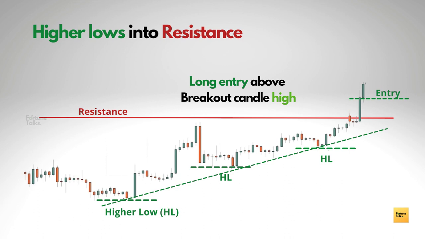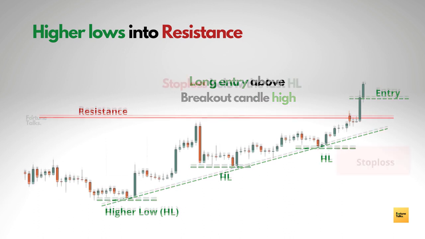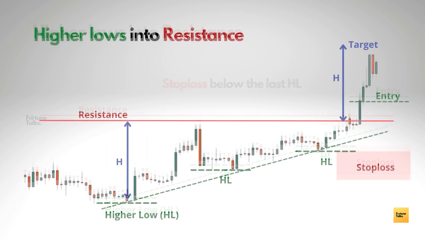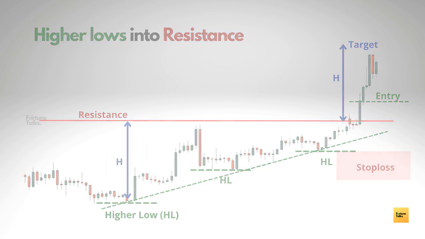The entry should be above the breakout high, and your stop loss should be slightly below the last higher low to the resistance level. And finally, your target for the trade should be the next nearest resistance, or it should be equal to the length between the first higher low level and the resistance level projected above the resistance level.